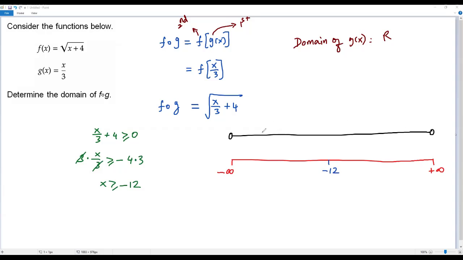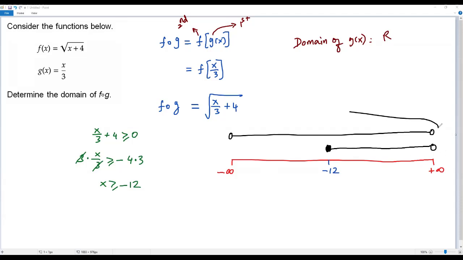Now let me sketch the domain of the result of the composite function, that is x has to be greater than or equal to negative 12. So x can be equal to negative 12 or greater than negative 12. Since x can be equal to negative 12, I have to take a filled circle over here, and since x can be greater than negative 12, we draw a line up to positive infinity.